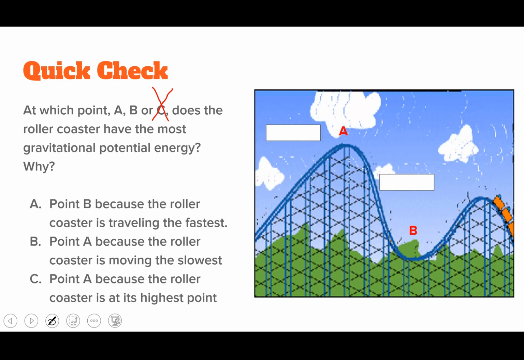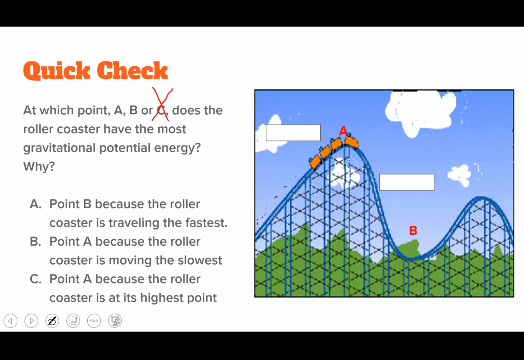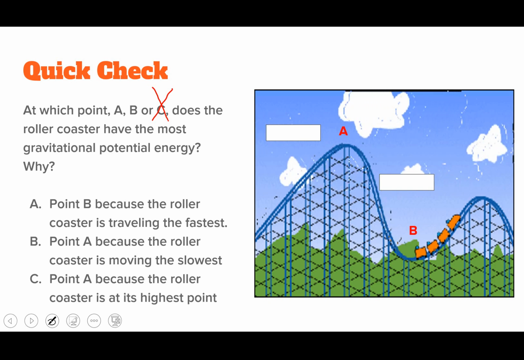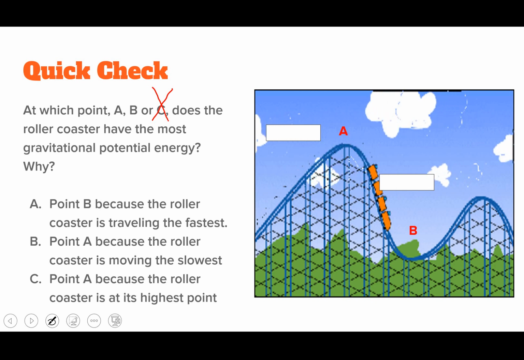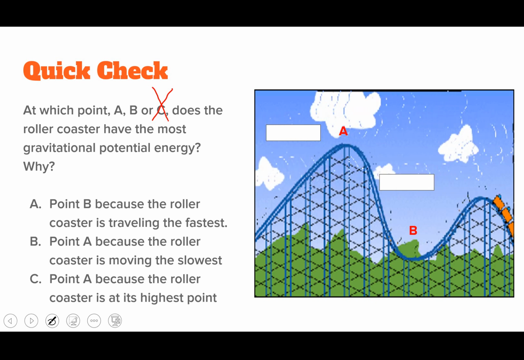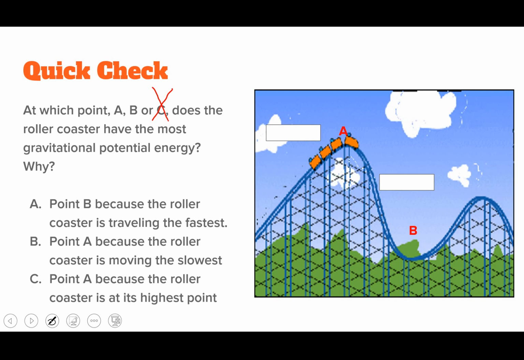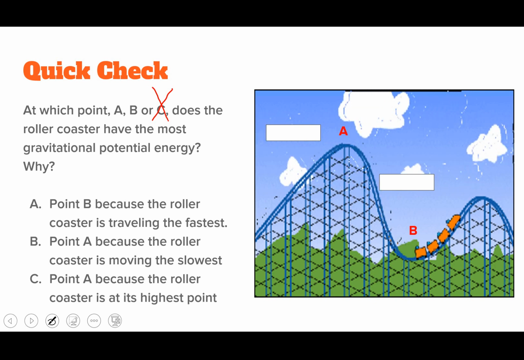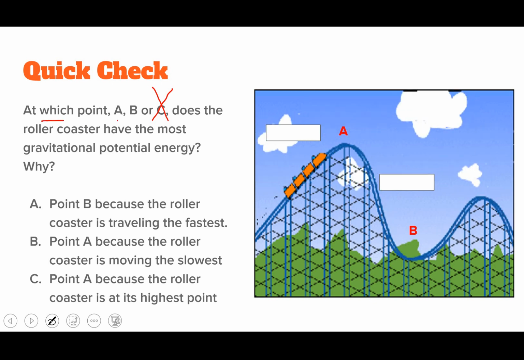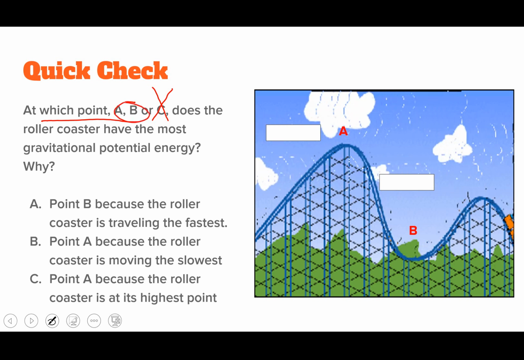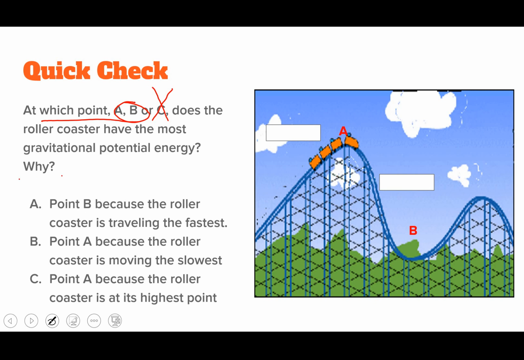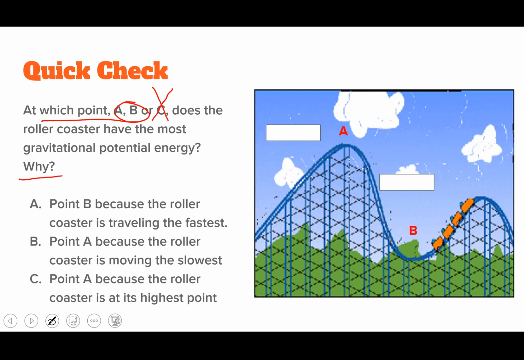Is it point B, because the roller coaster is traveling the fastest? Is it point A, because the roller coaster is moving the slowest? Is it point A, because the roller coaster is at its highest point? So remember, we're not only talking about which point, A or B, does the roller coaster have the most gravitational potential energy? We're also talking about why, so we have to get the explanation correct.